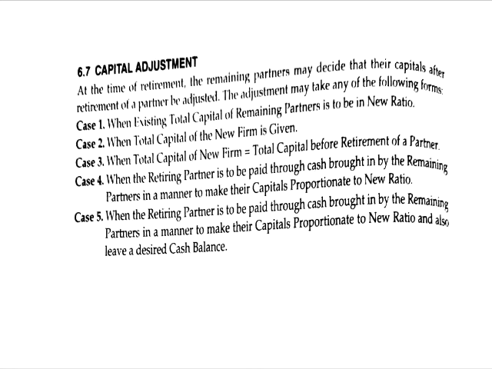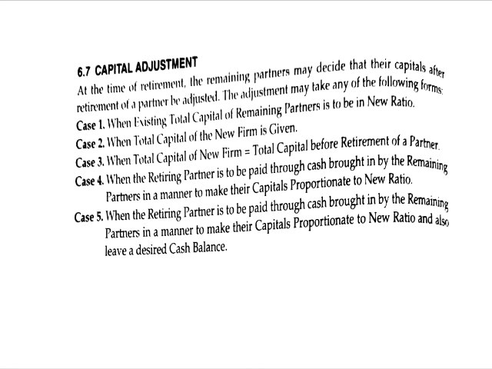And case 2: when the total capital of the new firm is given. So what is the difference between case 1 and case 2? That is, in case 1 the new capital of the firm is not given. Then how will you determine the new capital of the firm? You just add the capital of the remaining partners, which is the adjusted capital, and then you distribute the capital in the new ratio, and then compare.